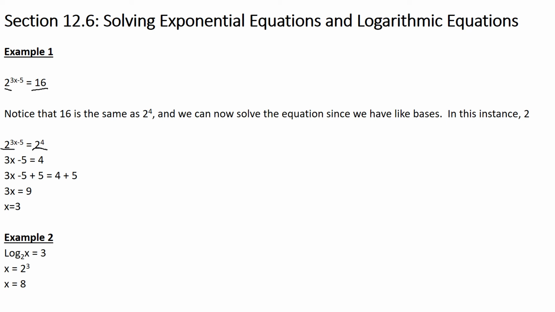Now I've got two same bases. So I'm going to bring down 3x minus 5 on one side, 4 on the other, and solve this algebraic equation. This is like from the first week. 3x minus 5 equals 4. I add 5 to both sides. So I'm left with 3x equals 9, which means x equals 3. Log base 2 of x equals 3. What base 2 to the third power, 2 times 2 times 2, equals 8. So x equals 8.